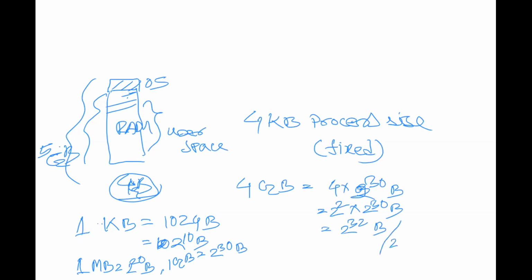4 KB is 2 squared times 2 to the power 10, which is 2 to the power 12 bytes. So we divide 2 to the power 32 bytes by 2 to the power 12 bytes. The bytes cancel, so in total we can accommodate 2 to the power 20 processes at a time. This is the number of processes we can accommodate in 4 GB RAM if all processes are 4 kilobytes. So the degree of multi-programming for this system is 2 to the power 20. This is a very large number.